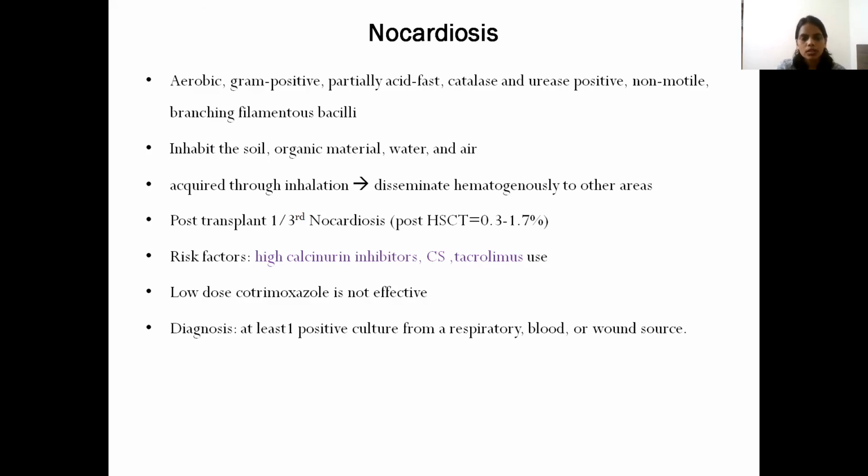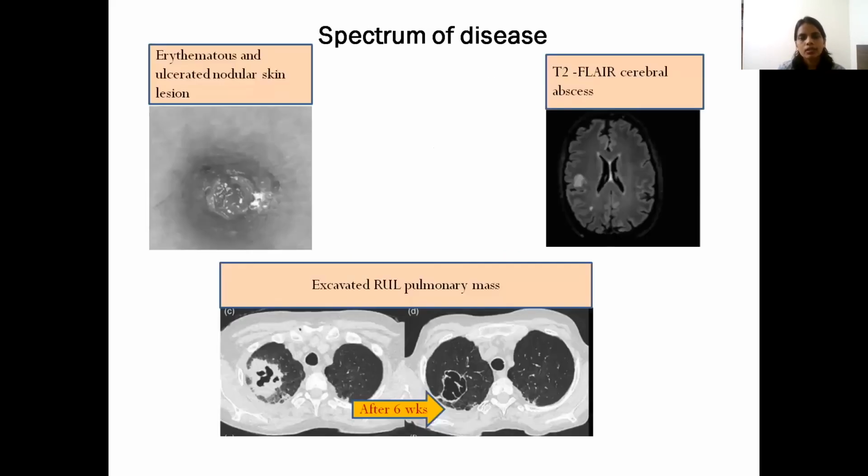To diagnose nocardiosis, at least one positive culture should be there from a respiratory, blood, or wound sample. It can show a spectrum of diseases. In the skin, erythematous and ulcerated nodular skin lesions can be found. It can affect the pulmonary system, like the excavated mass seen here in the right upper lobe of the lung, and this is after 6 weeks of treatment. It can also affect the CNS in the form of cerebral abscess.